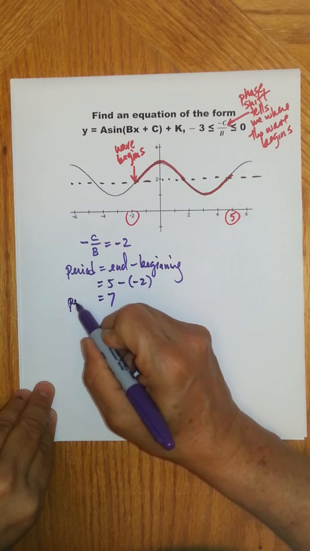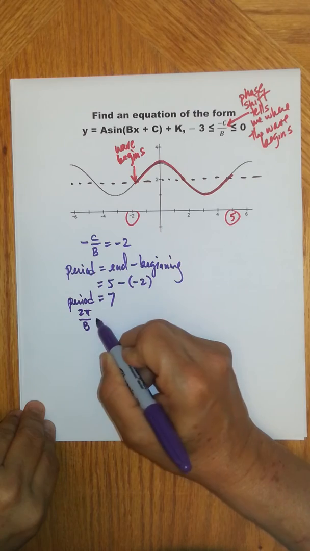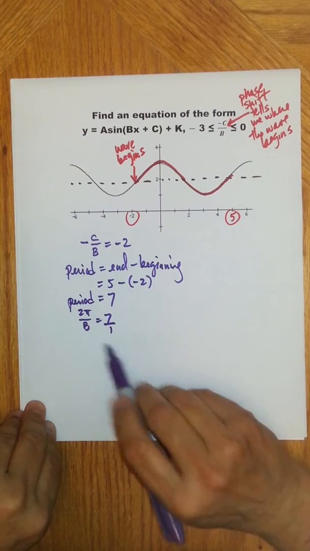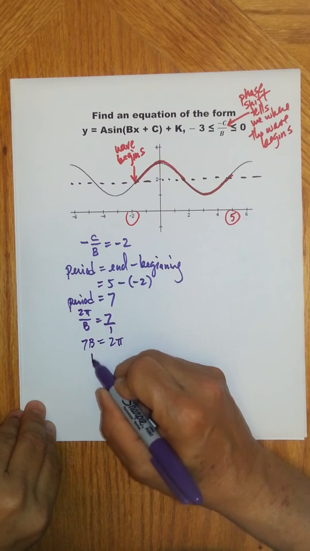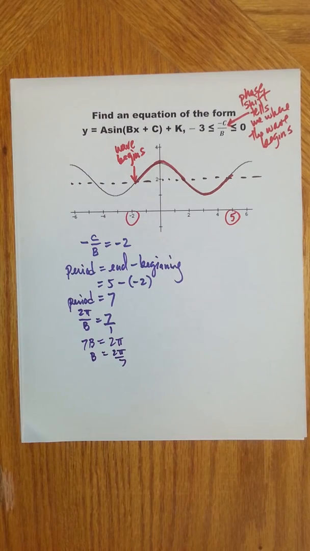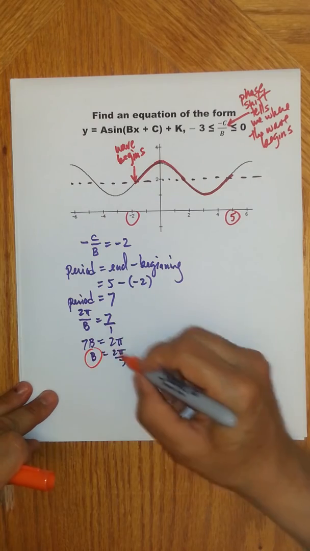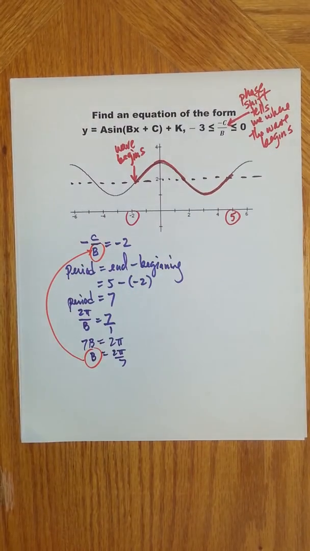But I know the period has the formula 2 pi over b. So I could say 2 pi over b is 7, and that's really 7 over 1. I can cross multiply. 7b equals 2 pi. And so b equals 2 pi over 7. Okay. Now that I've solved for b, I can put this value, 2 pi over 7, right in here. Right? And then I'll be able to solve for c.